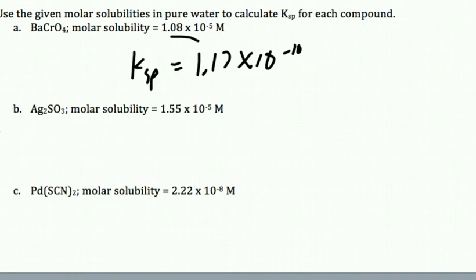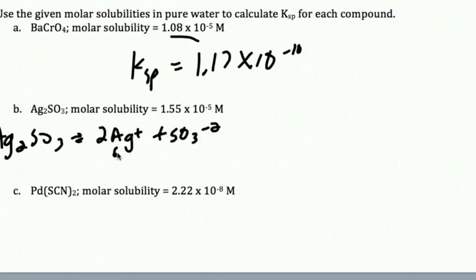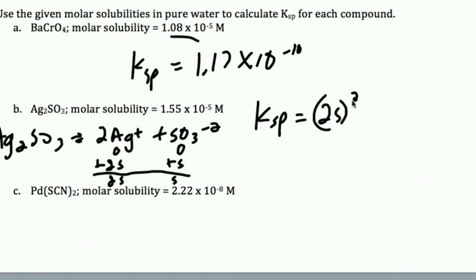So for this next one, let's see what happens here. We have Ag2SO3. We break into 2 silvers plus 1 sulfite. So think about this, 0, 0, 2s, s. So this is 2s, this is s. If I'm calculating Ksp, my Ksp is actually going to equal 2s squared times s. The concentration of Ag plus and the concentration of SO3 2 minus, which is s, but I need to square the 2s because there's a 2 in front of the Ag. So in reality, it is equal to 4s cubed.